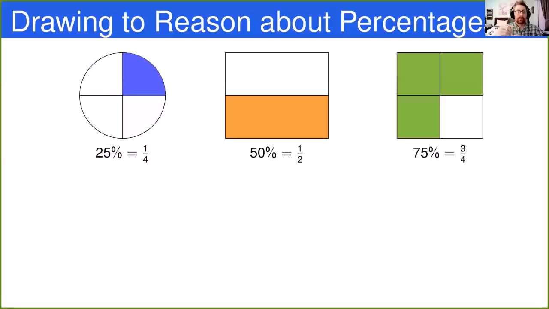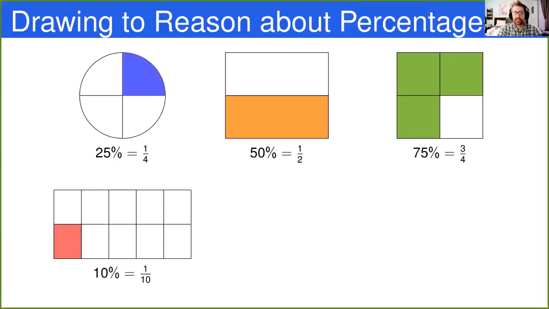And similarly, we break this square up into 4 equal pieces. We shade in 3 of them. 3 out of 4 is 75%. I just want to remind you that these are values that you probably want to have handy if you don't already. They're just going to make solving percent problems and estimating percents a lot easier if you can remember these fraction equivalents to common percents. So 25% is 1/4, 50% is a half, 75% is 3/4.